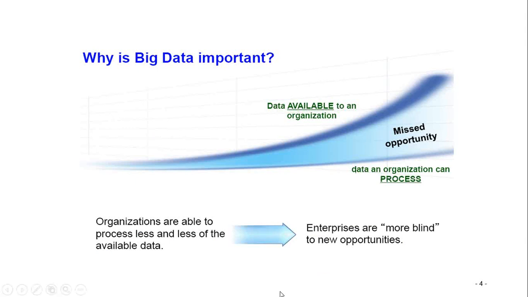Right now organizations have a lot of data. Data is available to an organization, but they are not able to provide a 360-degree view of the data, so they are missing the opportunity. As the organization is not processing the entire data it has, there is an opportunity being missed. This is what we want to address, the gap, through big data. Organizations are able to process only a small amount of the available data, and enterprises are more blind because they are losing this.